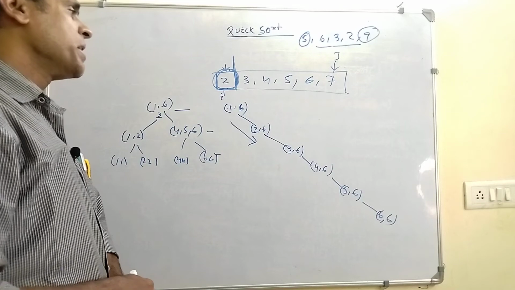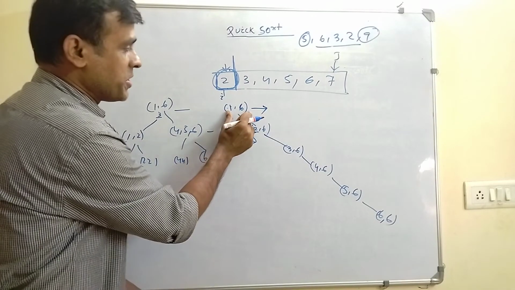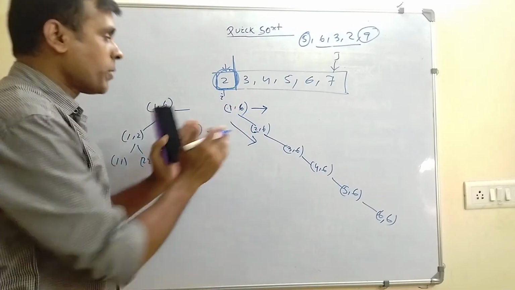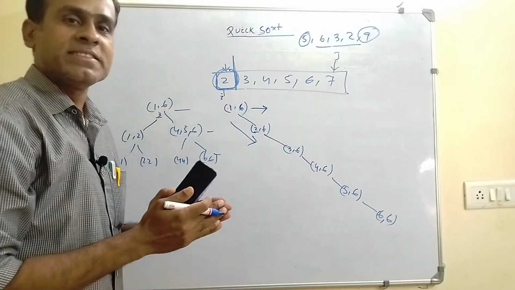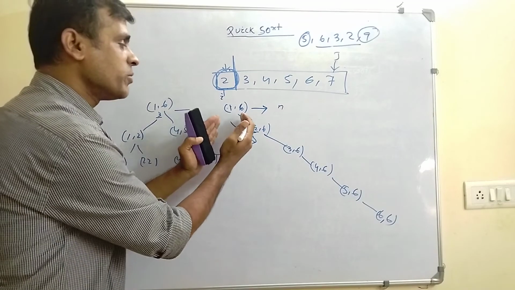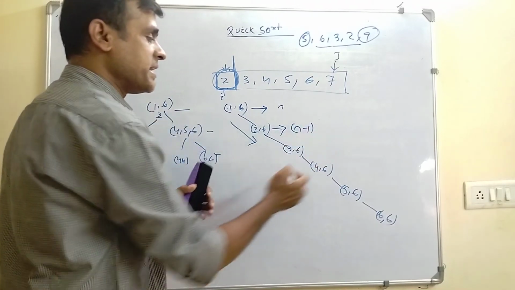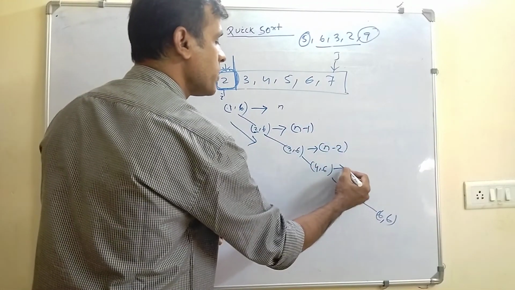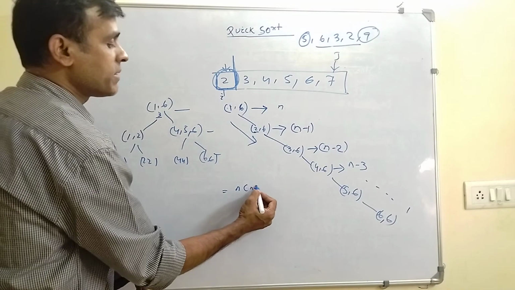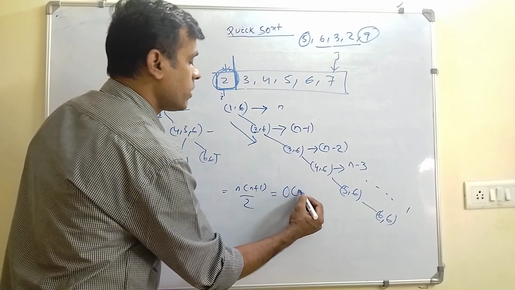Now you tell me, if there are n elements, in the first pass the pivot will be the first element. After the pivot element takes its proper place, the other elements we have to compare again. So first we take n elements. The second time, the pivot, meaning the smallest element, will be in its proper place. Next time you go for n minus 1 elements, then n minus 2 elements, then n minus 3 elements, and so on up to 1 element. So this will be n into n plus 1 by 2. Evaluating this formula, it will be order of n square.